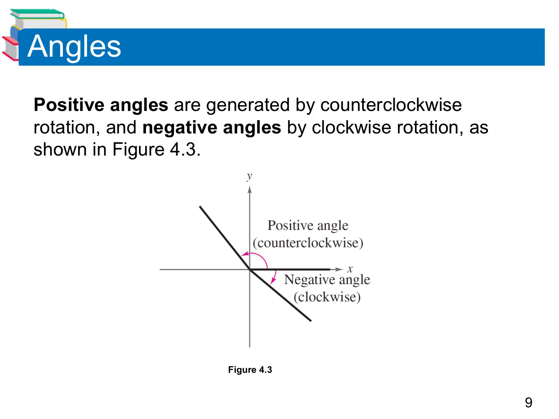Positive angles are generated by counterclockwise rotation and negative angles by clockwise rotation. So if we start by going up in the positive direction, this would be a positive angle. If we start at the x-axis and go down, this would be a negative angle.